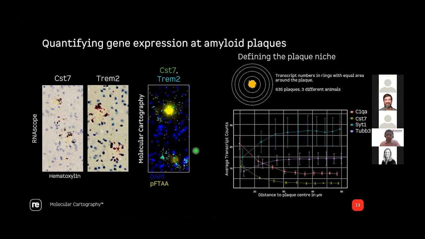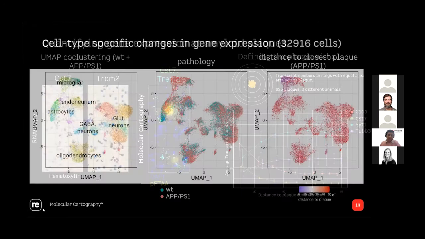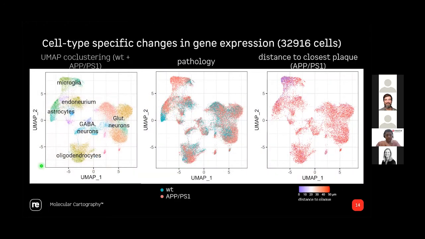At the moment, I cannot show you all the data because we are finishing up a manuscript, but just to give a sense of that, right? So you can start to also do clustering. What you see on the left panel is essentially UMAP clustering, which is a mixed clustering of wild type and APPPS1. And again, you beautifully pick up different cell types.